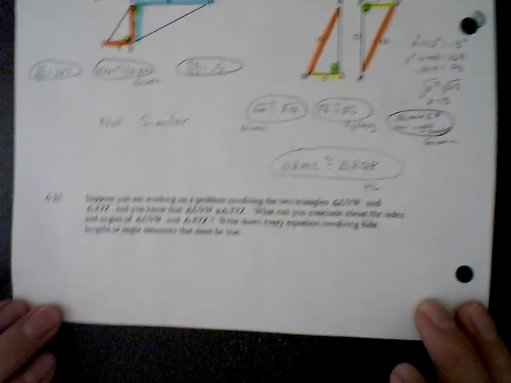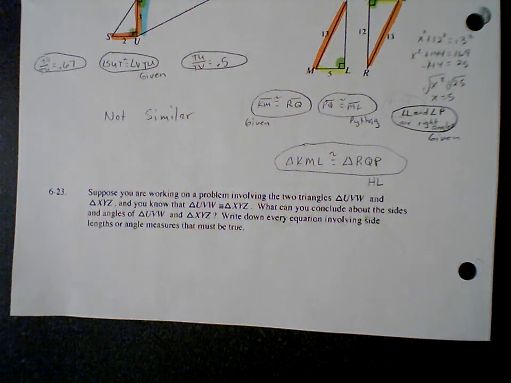All right, so now we'll get to question 23. Suppose you are working on a problem involving the two triangles UVW and XYZ, and you know that triangle UVW is congruent to triangle XYZ. What can you conclude about the sides and angles of triangle UVW and triangle XYZ? Write down every equation involving side lengths or angle measures that must be true.